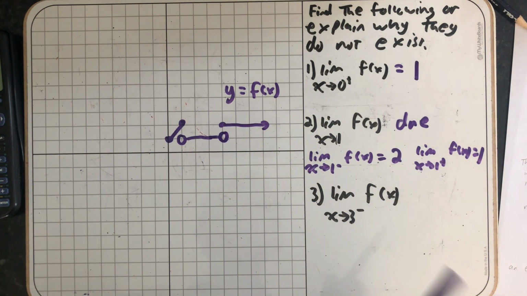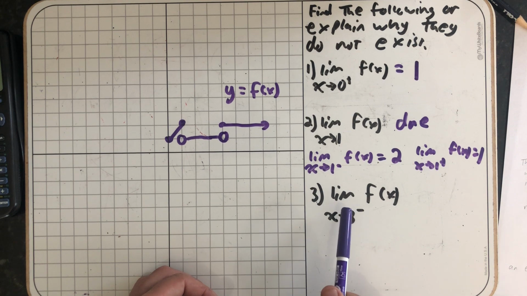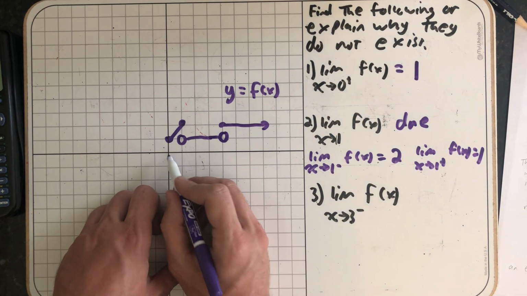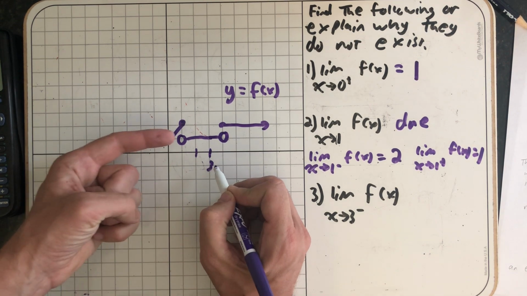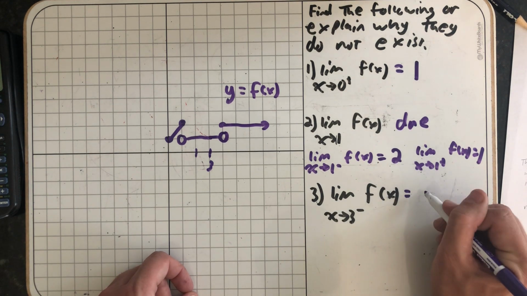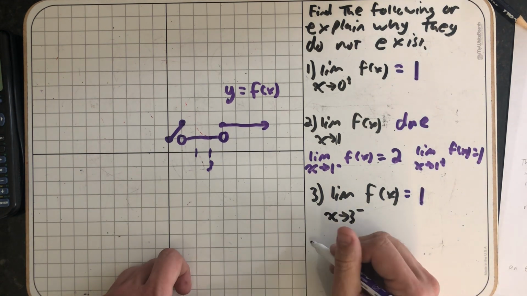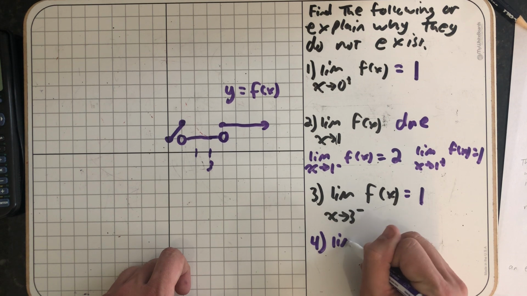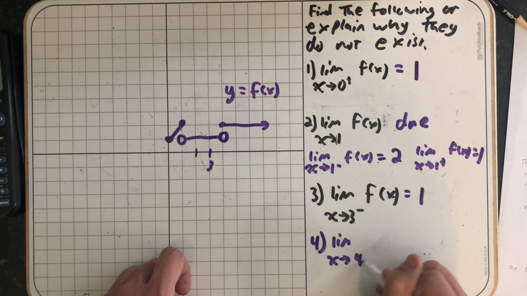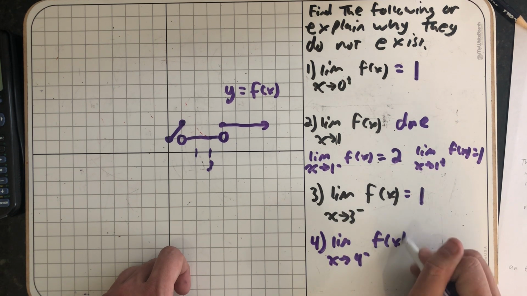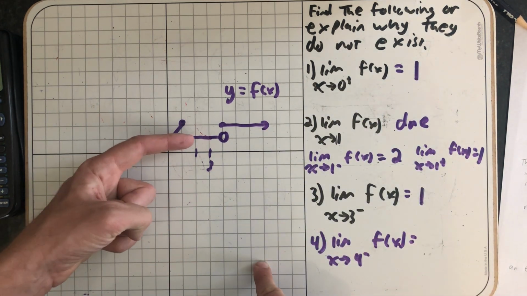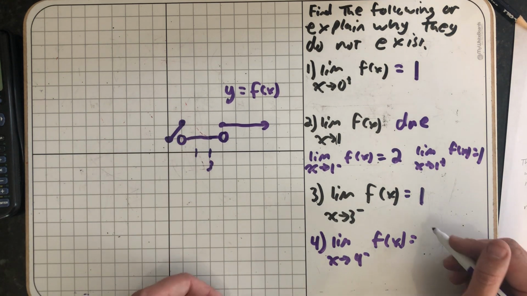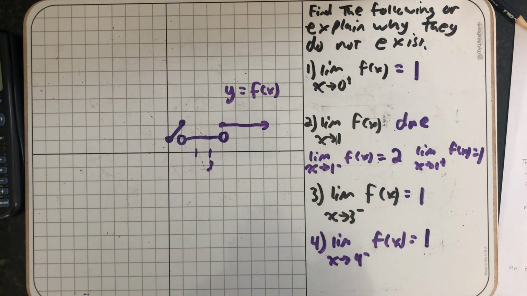There's a jump. And now I'm just asked to evaluate the limit as x approaches 3 from the left of f of x. All right, nothing really interesting here. From the left, everything's going to 1. Let's do one more. The limit as x approaches 4 from the left. Well, as I approach 4 from the left, all of my y's are still getting close to 1.